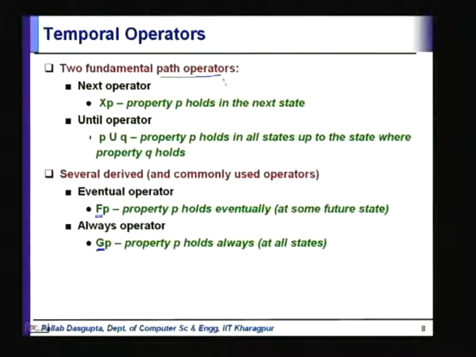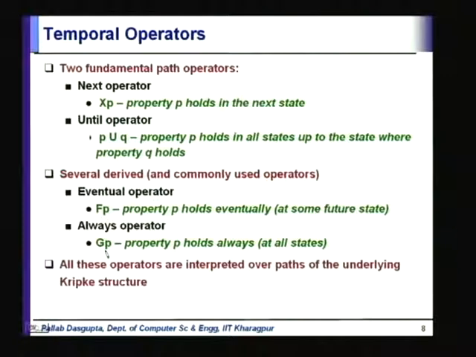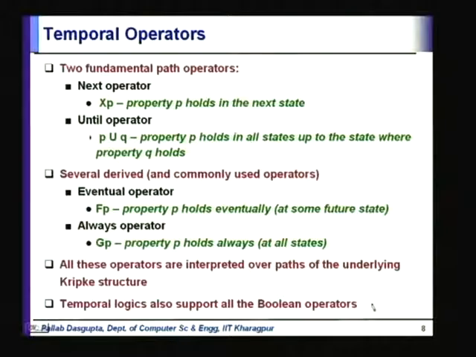So, given a path, next p is the next state on that path, p until q is that p should hold in all states on that path until we reach q. Fp says on that path eventually we will get a state which satisfies p. Gp says that on that path at all states p holds. So, it is all based on a path. All these operators are interpreted over paths of the underlying Kripke structure. Temporal logics also support all the Boolean operators. So, in temporal logics we will have these fundamental operators and all the Boolean operators. And, or, not etcetera are all there.